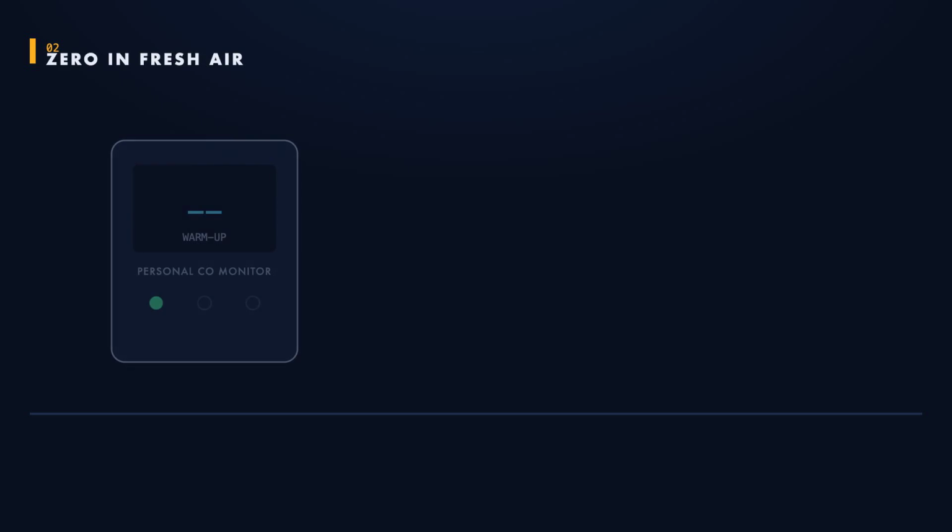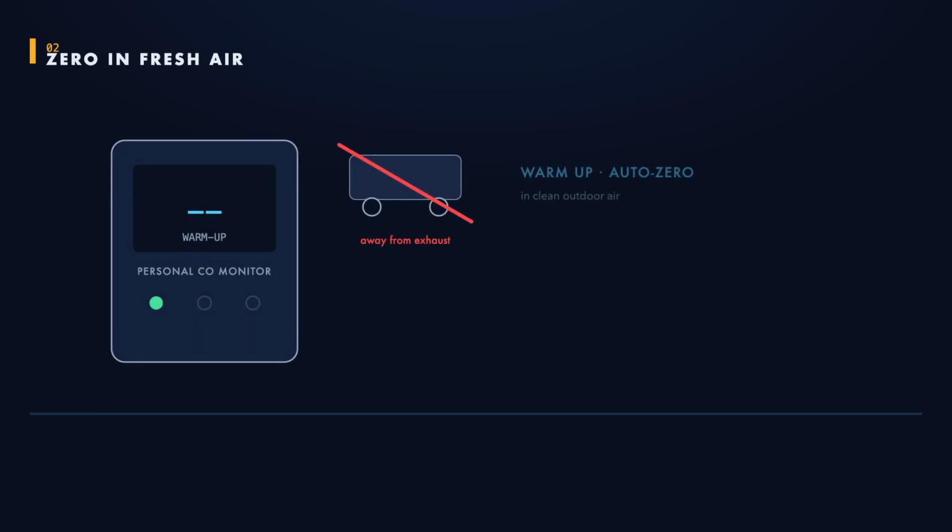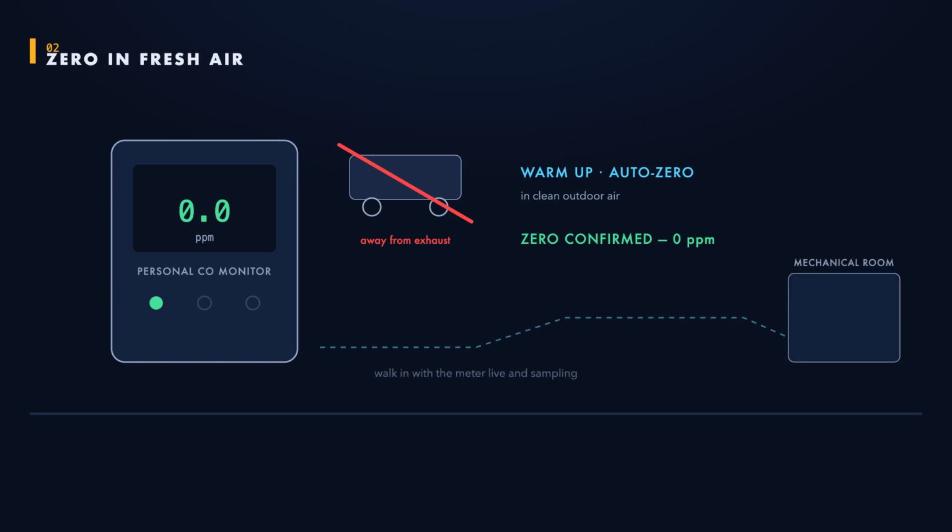Start outside, in fresh air, away from vehicle exhaust. Power up both instruments and let the cells warm up in zero. Confirm the monitor reads 0 parts per million. Then walk in with the meter live and sampling, through the door and down the hall to the mechanical room. You are surveying before you reach a single appliance.